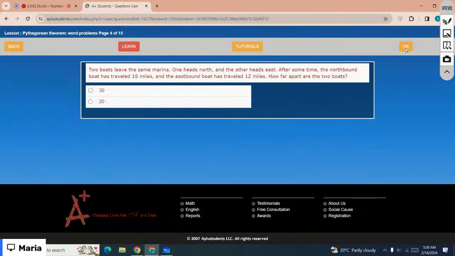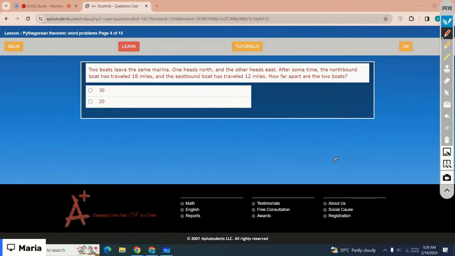Two boats leave the same marina. One heads north and the other heads east. After some time, the northbound boat traveled 16 miles and the eastbound boat traveled 12 miles. How far apart are the two boats? So, which is the correct option? Okay, this is the point where they both left. So, that's 16 miles, 12 miles, you have to calculate this value. So, which is the correct option?